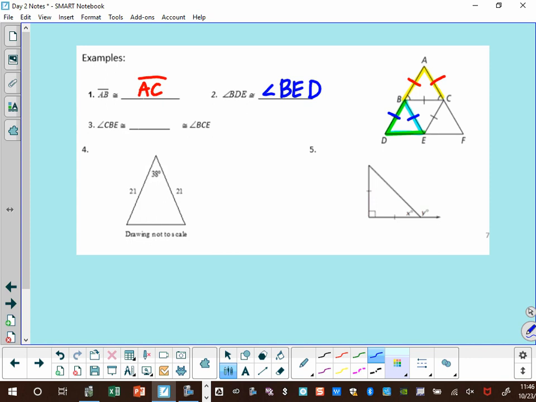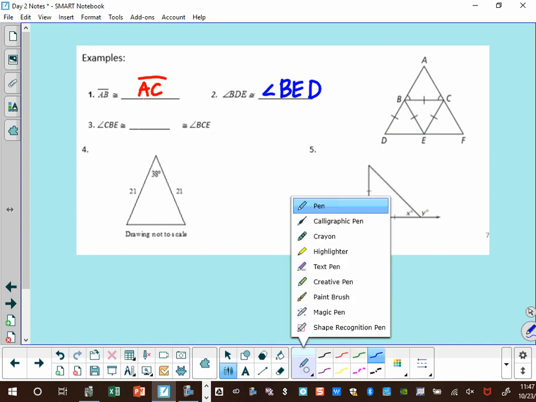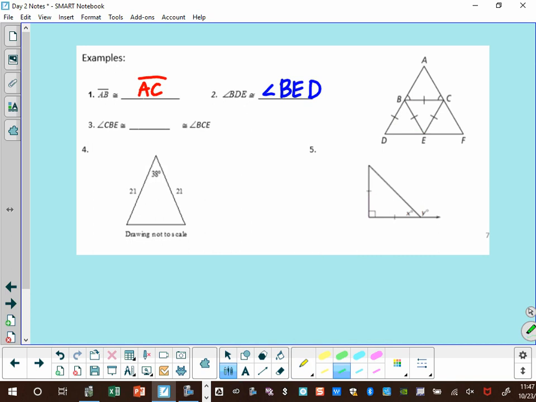All right, let's do the last one. I'm going to clear out all this space. All right, so they're saying that CBE, so CB to E, I have how many hash marks there? 2, right? So CBE is congruent to something, which is congruent to BCE. And BCE also has 2. So what could go in the middle?